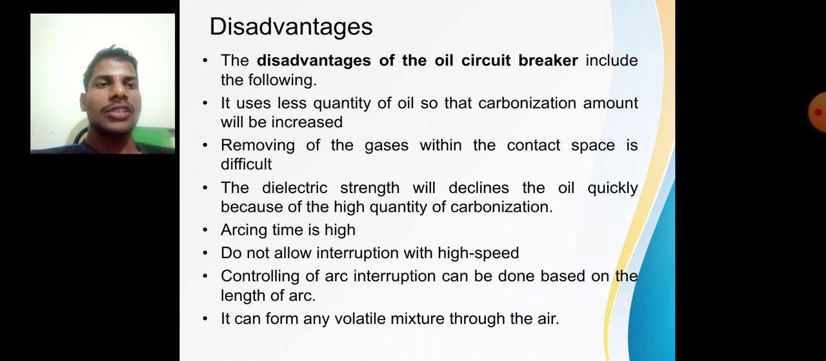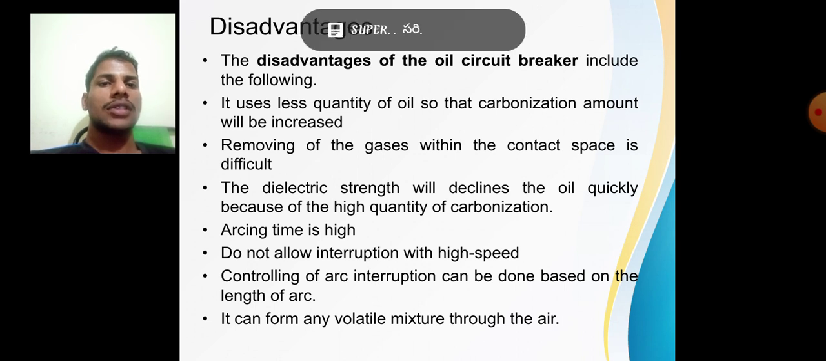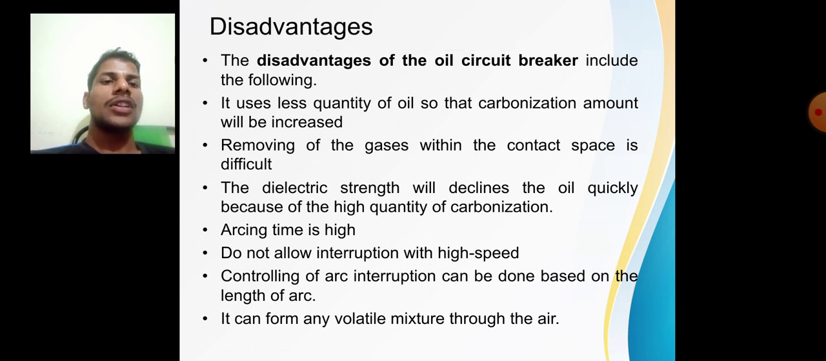And coming to the disadvantages of oil circuit breakers, they include the following. It uses a small quantity of oil, so the carbonization amount will be increased. Removing the gases within the contact space is difficult. The dielectric strength will decline quickly because of the high quantity of carbonization. Arcing time is high and it takes time to quench the arc, and it does not allow interruption at high speed. Controlling of arc interruption can be done based on the length of the arc.